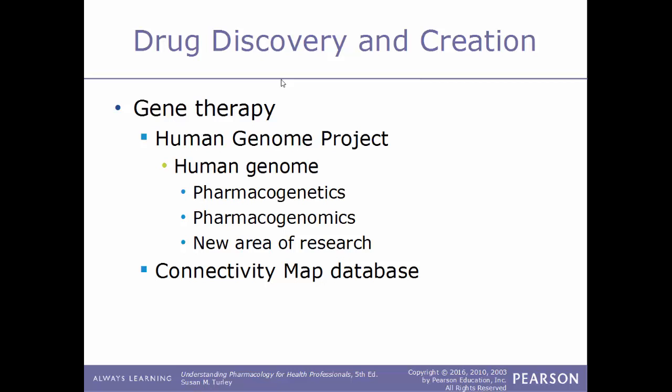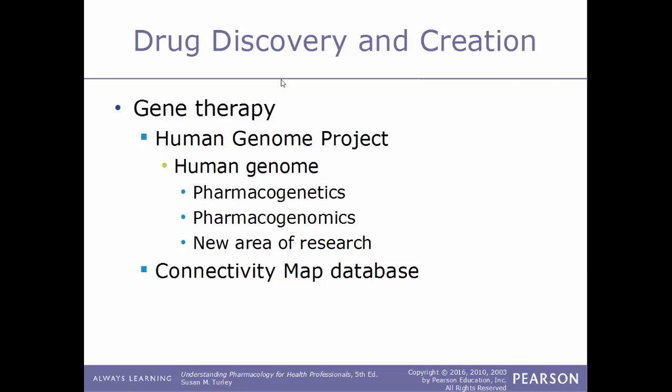When you combine pharmacology and genetics, that leads you to a whole new area of research, such as pharmacogenetics and pharmacogenomics. Pharmacogenetics is a branch of pharmacology that deals with the genetic factors on reactions to drugs. And pharmacogenomics is a broader term, and it deals with how a person's genome, how their genes can influence their response to a drug.